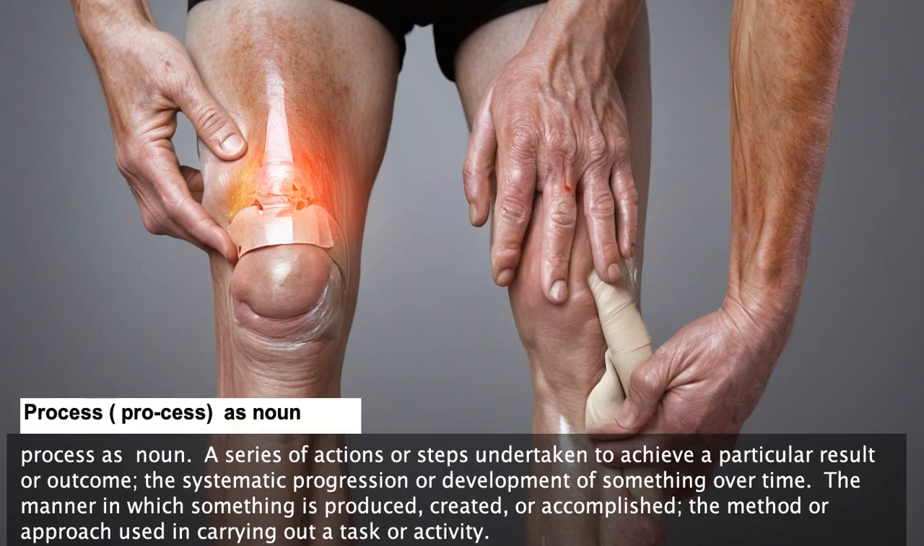Process as noun. A series of actions or steps undertaken to achieve a particular result or outcome. The systematic progression or development of something over time. The manner in which something is produced, created, or accomplished. The method or approach used in carrying out a task or activity.